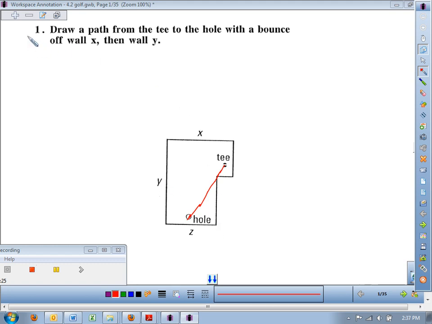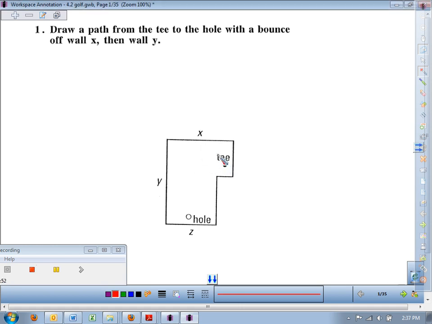Many of these problems will tell us how to bounce it off. They'll say draw a path from the tee to the hole with a bounce off wall X and wall Y, so they want you to bounce it off 2 walls. When you do this problem, mathematically it's got to be on a flat surface, like a real world golf problem where you hit the ball with no spin on it. You're not allowed to spin the ball.